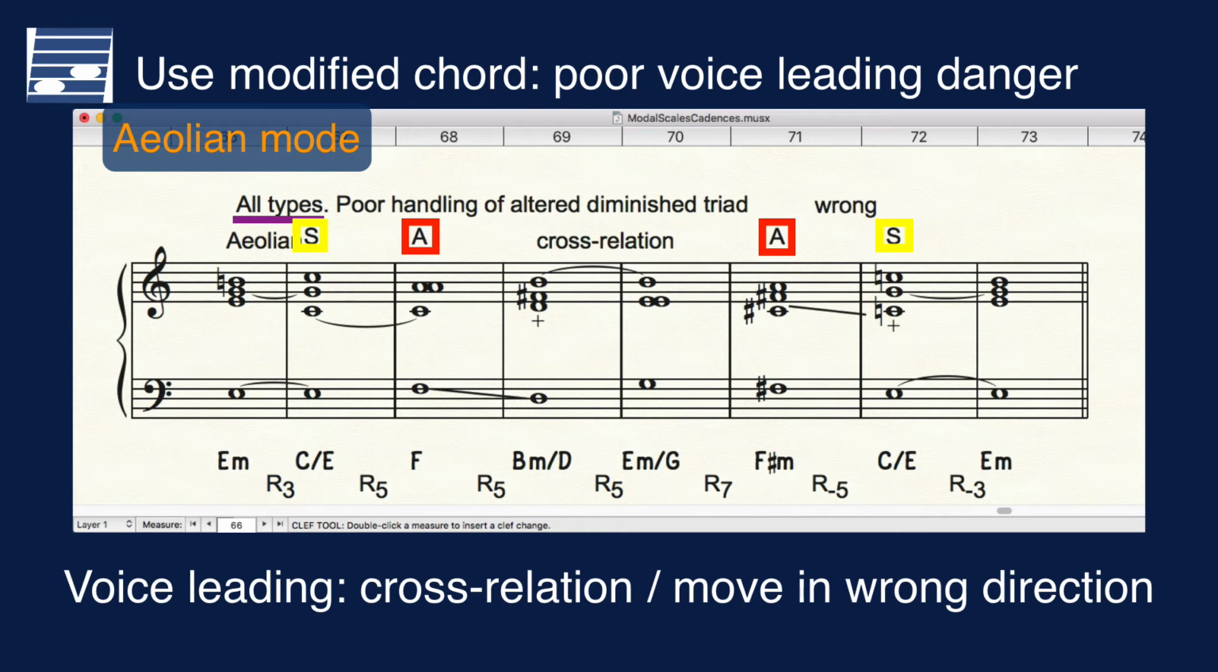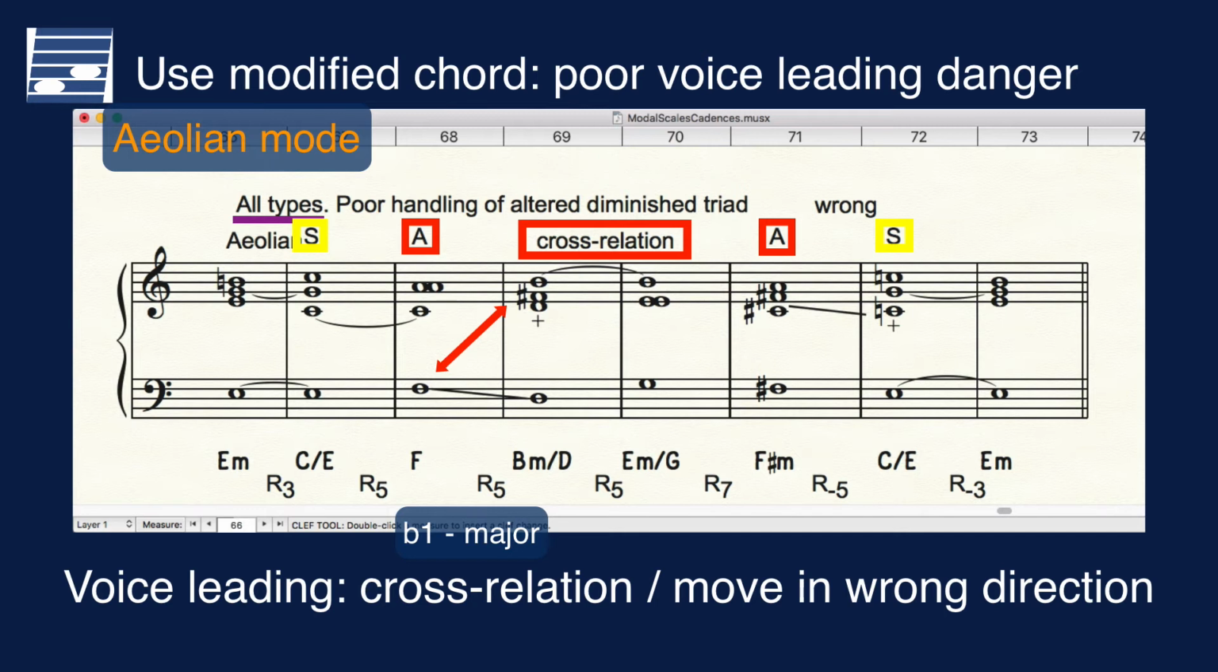in E Aeolian demonstrates. In measure 3, the F sharp diminished triad is modified to an F major chord by lowering the root into F natural. This therefore has to descend. Measure 4 demonstrates the weak voice leading.